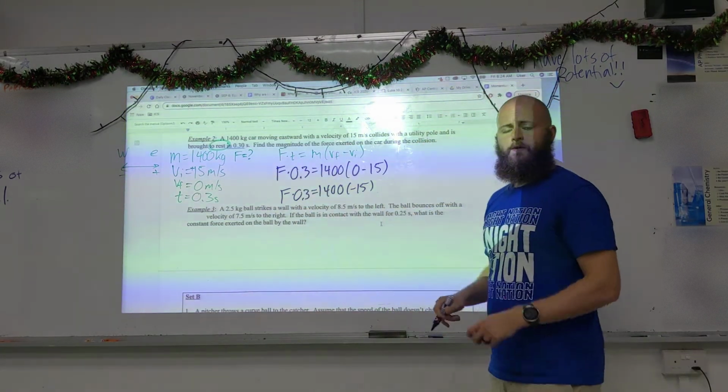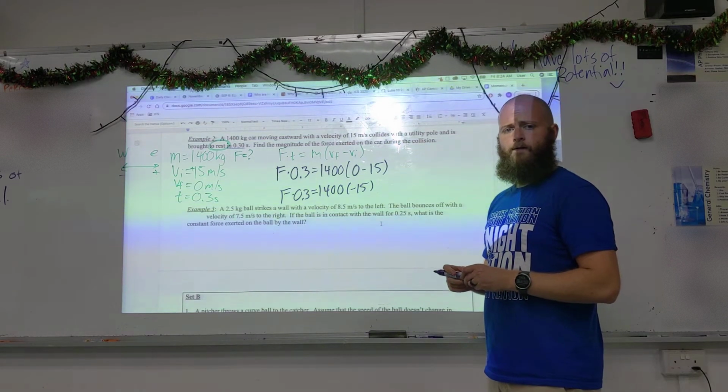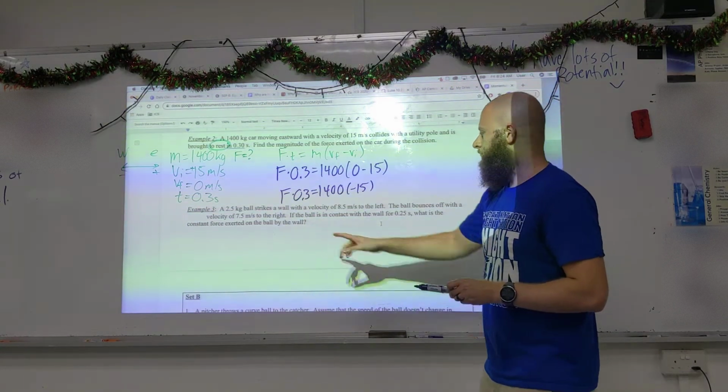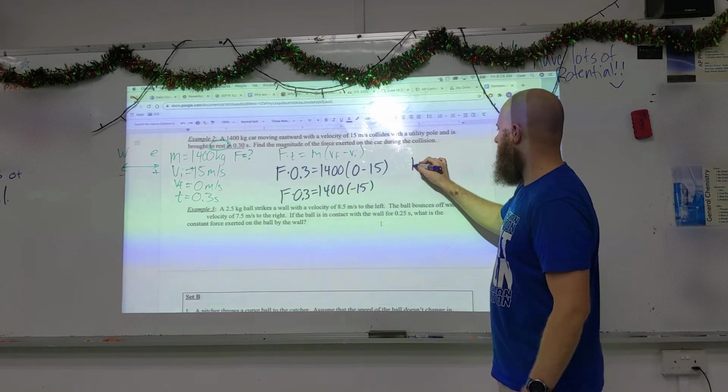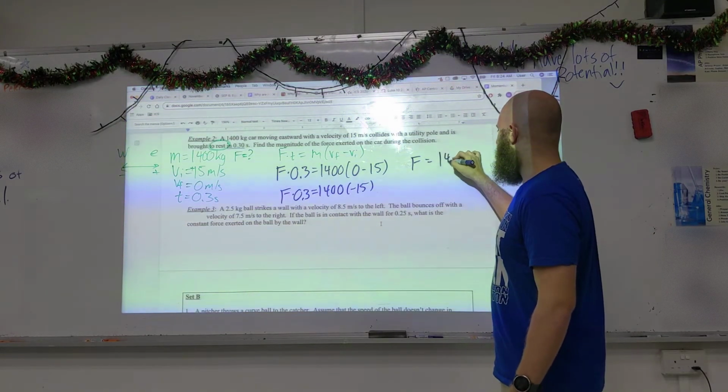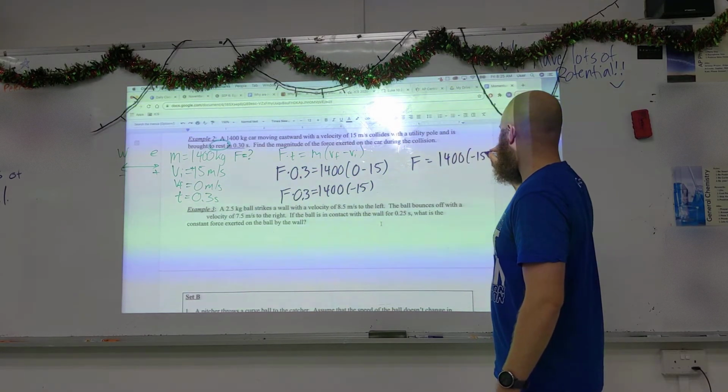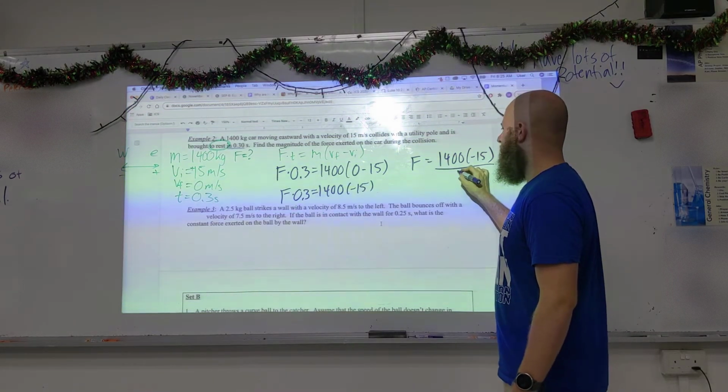Okay, so what's my last step that I need to do to solve for F? Yeah, I need to divide by this. Okay, so I'll have F equals 1400 times negative 15 divided by 0.3.